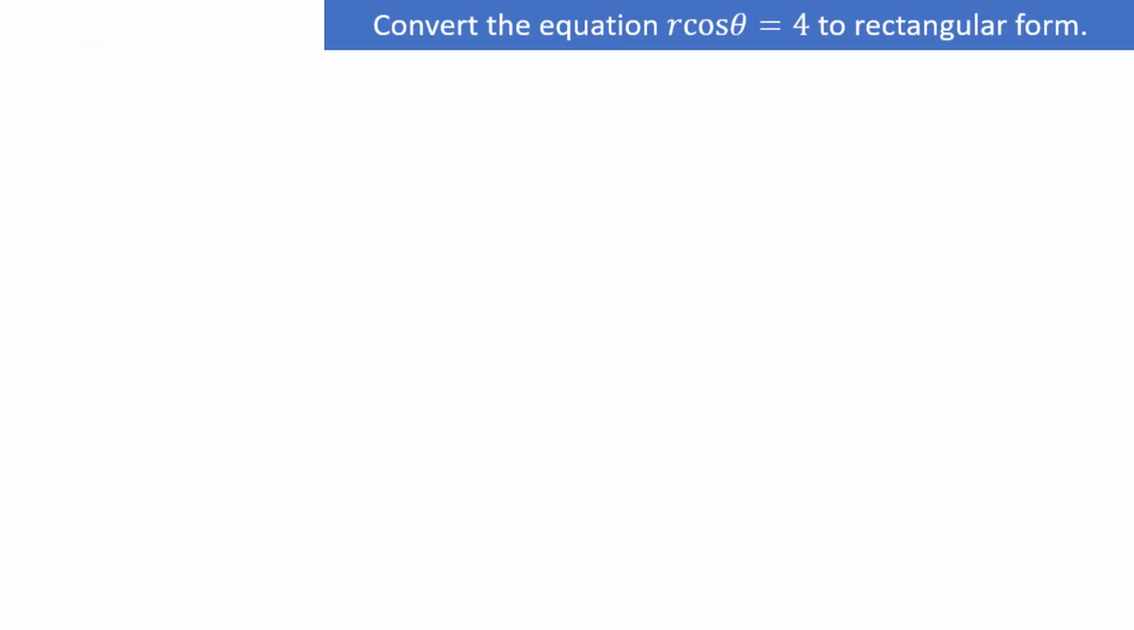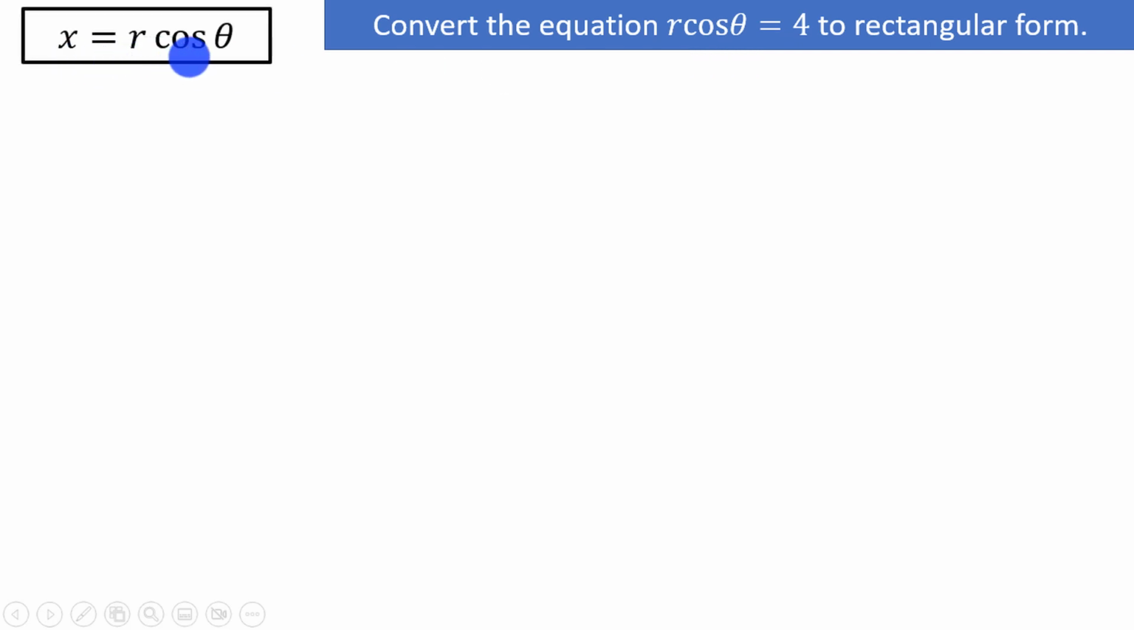Let's try another one. We are asked to convert the equation r cosine theta is equal to 4 into rectangular form. That means instead of having r's and thetas, we would like to have x's and y's. If you look back at the equations that I listed on the first slide, you'll see that we have x is equal to r times the cosine of theta. We have r times the cosine of theta in our problem, so we can just substitute that with x. So instead of r times the cosine of theta is equal to 4, we have x is equal to 4, because x is equal to r times the cosine of theta.